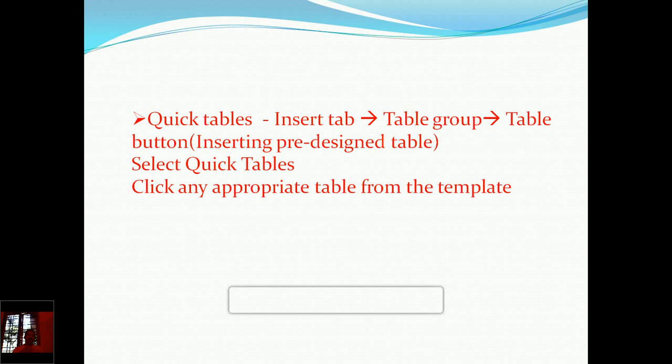So what do you do? Select the Insert tab, Table group, and the Table button will appear. When you click on the Table button, it will display a menu. From the menu we select Quick Tables. Now on the right side of that menu, it will display different templates or patterns. From those templates, we click any appropriate one. While clicking it, the selected design will be placed on your document. Already some data will be there, which we can erase and enter our own data.